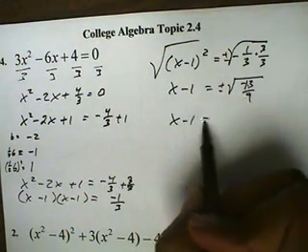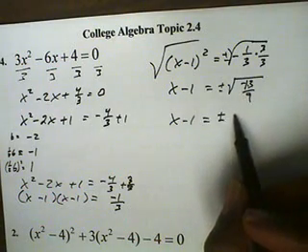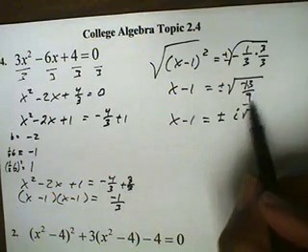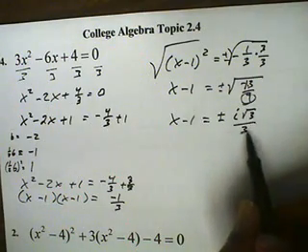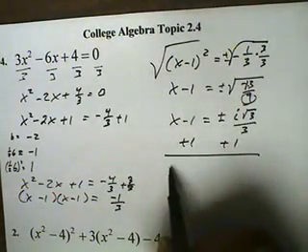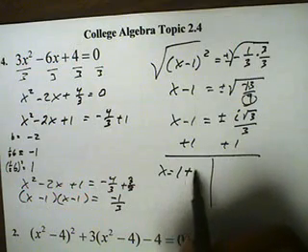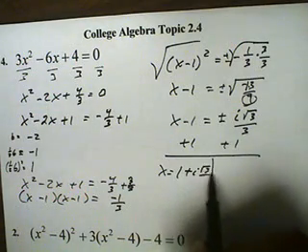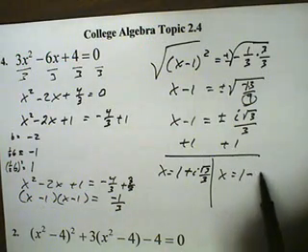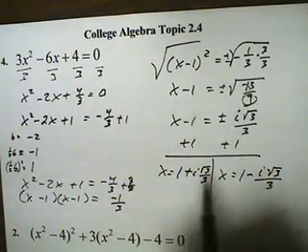So x minus 1 plus or minus. The 1 comes out, negative 1 comes out as an i. The 3 stays inside. And the square root of the 9 is 3. Now let's add 1 to both sides. And we get two answers here. x equals 1 plus i square root of 3 all over 3. And x equals 1 minus i square root of 3 all over 3.